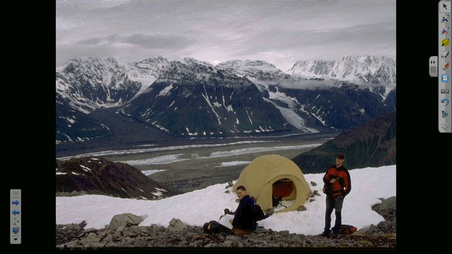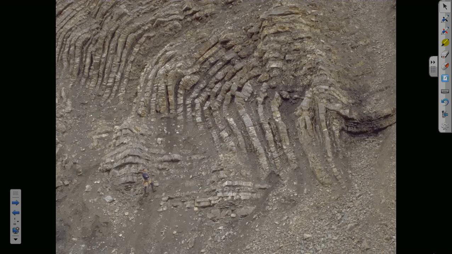These are the kinds of questions I was interested in, and this kind of gives you a feel for a beautiful fold here. There's a student with a blue shirt. This is his thesis area here.